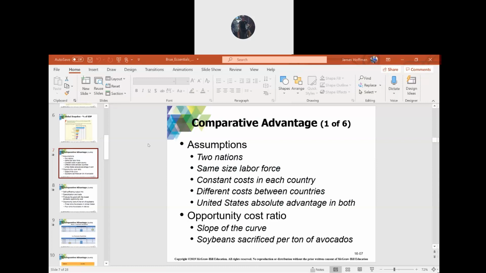Okay, so we're trying to illustrate comparative advantage by using the production possibilities curve analysis. The assumptions here: we have two nations, or two economies, two countries, whatever you want, just two separate economies. They have the same size labor force. They each have constant costs in each country, but different costs between the countries. That's the key thing, it's more costly or less costly comparatively.